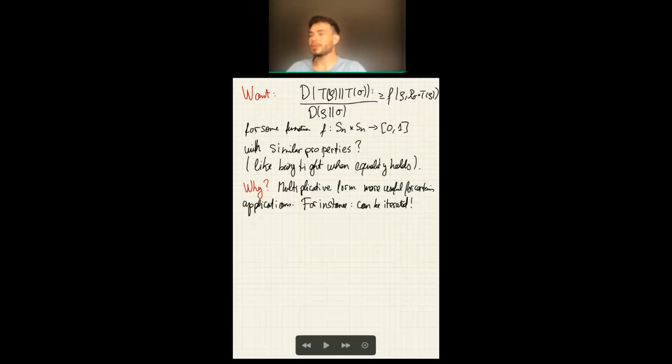And unfortunately I don't even have concrete suggestions as to how this inequality should look, but I would be interested to see something like that. So yeah, that's the problem.